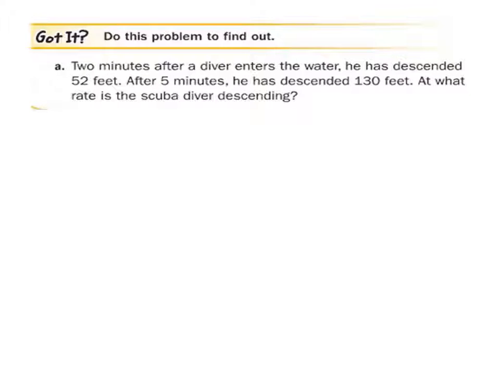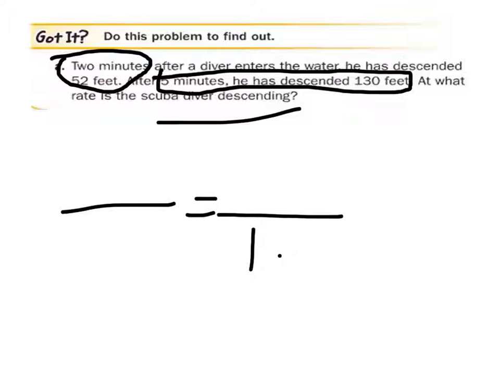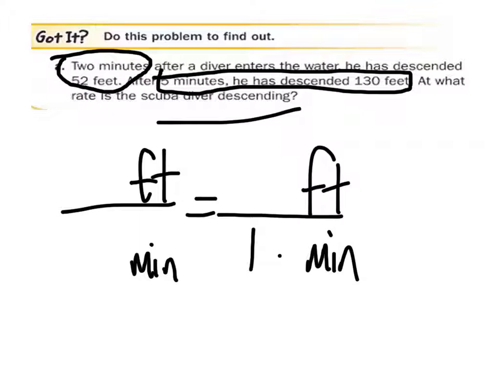Alright, so this one is kind of like the cups and the servings example, because it's given us two values that we can use. We can use 2 minutes and 52 feet, or we can use 5 minutes and 130 feet. It really doesn't matter which one we use, but let's set up our proportion. At what rate is the scuba diver ascending? So let's say it's a unit rate. It's going to be in speed, which is going to need to be, in this case, feet per minute. So we want the same label for both, feet per minute.